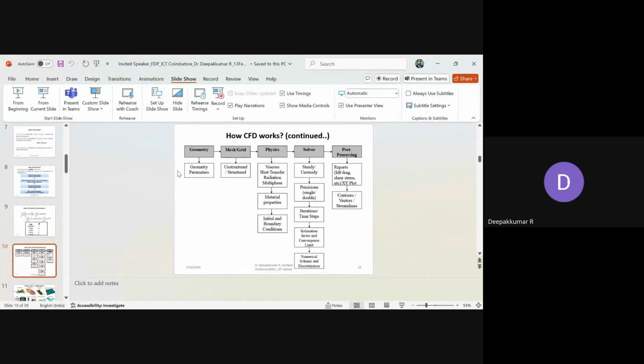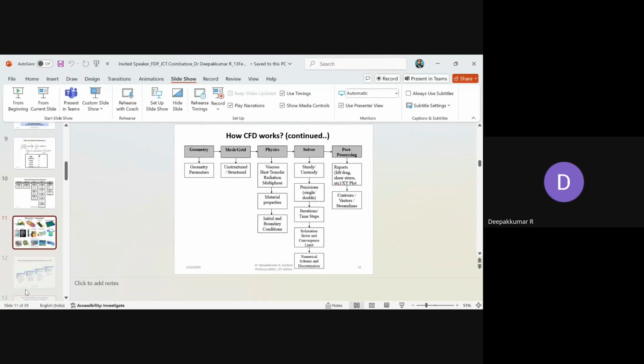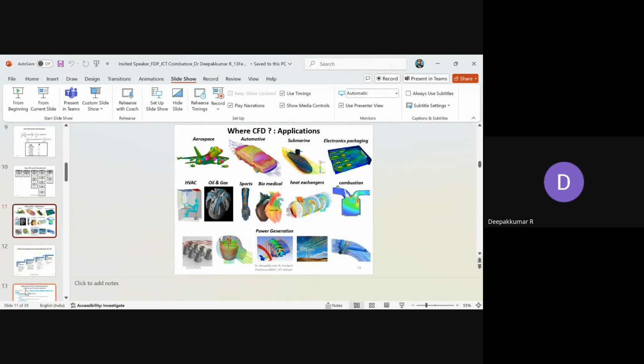So these are the general steps for any CFD problem. In a particular finite volume based software, if you are using one, this is the general procedure you have to understand. And the final questions: we have seen what CFD is, why we are using CFD, how CFD works, and when CFD is valid. Many questions we have seen, but finally, where is CFD applicable?